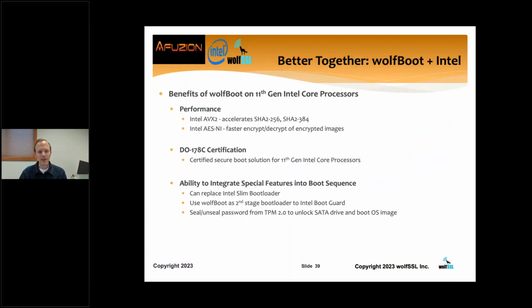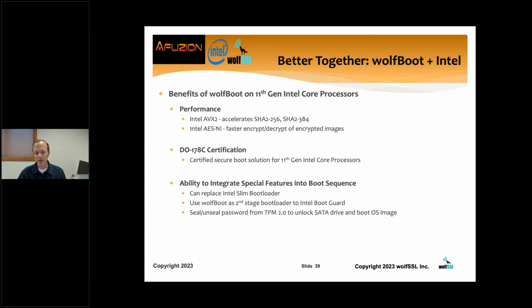The benefits of using wolfBoot on an 11th gen Intel Core processor include performance. As we'll see in a couple of slides, you can take advantage of Intel AVX2 and Intel AES-NI to accelerate some of the crypto operations. Bringing in a fully DO-178C certified secure boot solution can be greatly beneficial depending on your requirements. And this also gives you the ability to integrate special features into the boot sequence.